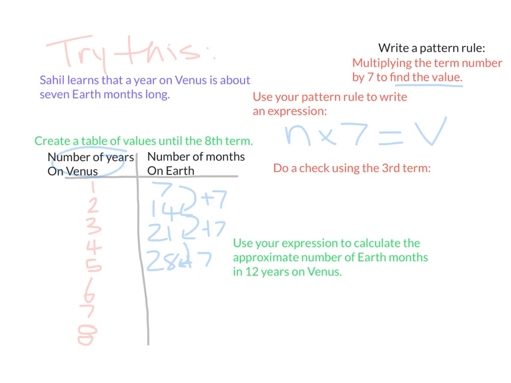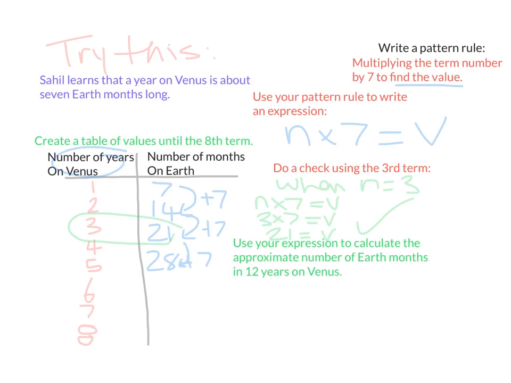Now, in order to check if my expression is correct, I'm going to do a check. So it says, do a check using the third term. So I look here, and I say the third term. The answer to the third term is 21. So I'm going to go ahead and check to make sure I'm correct here. So I say, I'm going to type in when n equals 3. So n times 7 equals v. 3 times 7 equals v. And when I multiply 3 times 7, I end up with 21 equals v. So I know it's correct. My expression is correct.